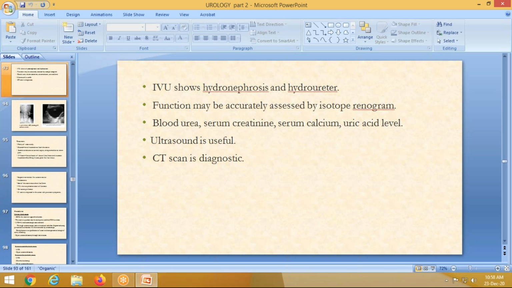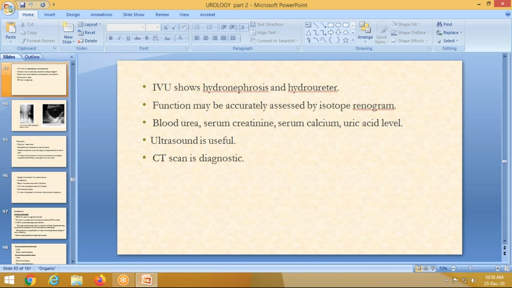Next, serum blood examination: blood urea estimation, serum creatinine estimation, serum calcium levels, and uric acid levels, because there are several types of stones. Oxalate stones are there, uric acid stones, cystine stones, urate stones, and xanthine stones. So you should estimate the blood levels of the different solutes.